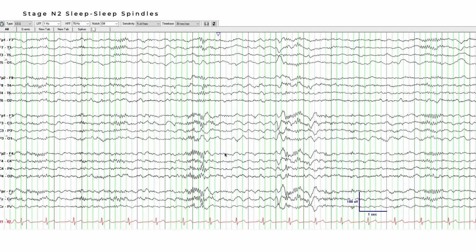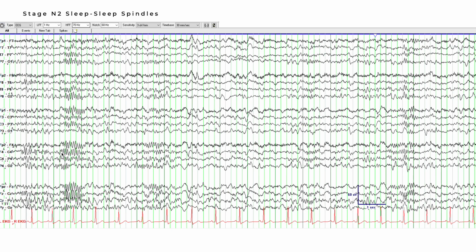Like I said, you can continue to see those features of stage N1 sleep during N2 sleep. Here are again some sleep spindles, and you recognize them by the frequency and distribution, as well as the other accompanying features of sleep you'll typically see. And these are a little bit harder to identify than the ones we saw the first go around.